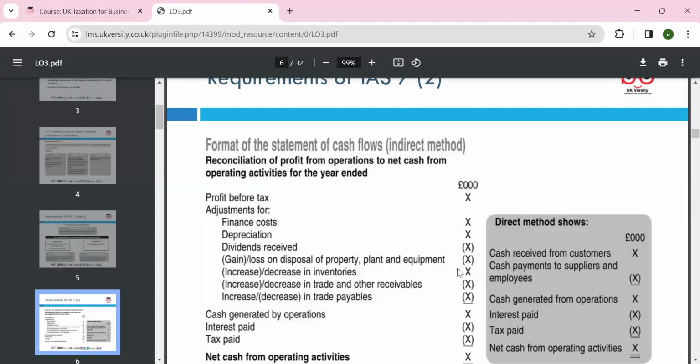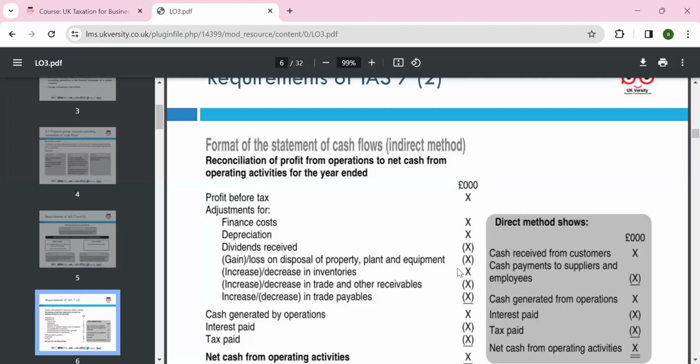Trade receivable: if trade receivable drops, it means you receive the cash. If trade receivable increases, it means your cash is stuck with the customer. Trade payable is the opposite. If trade payable increases, it means positive cash flow, because you have not paid them. If you decrease the payable, it means the cash went out from the business, the opposite of receivable.